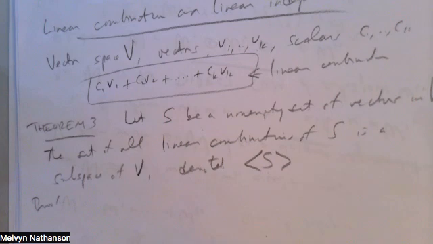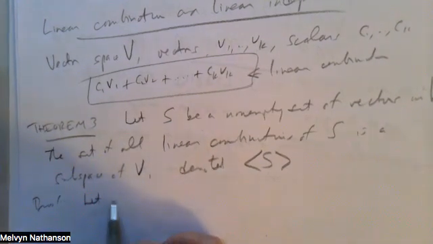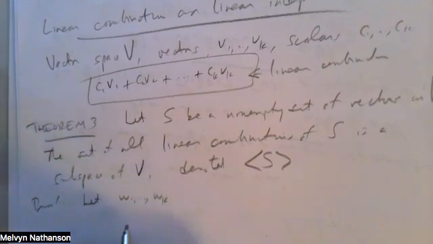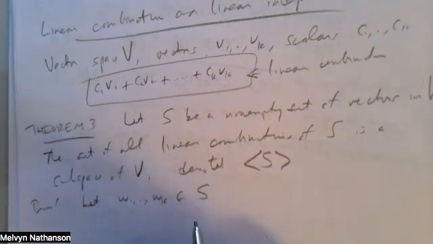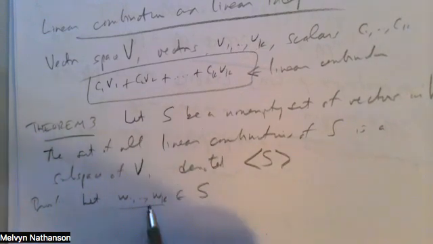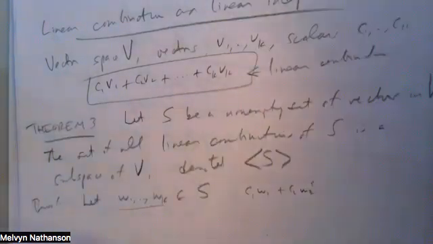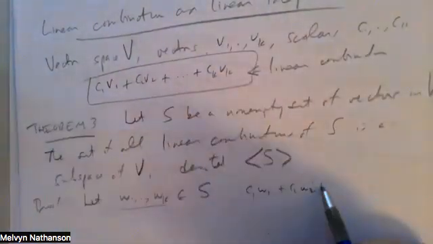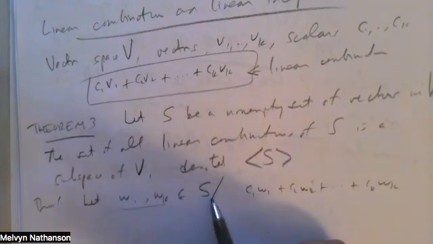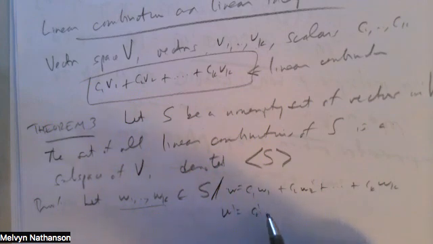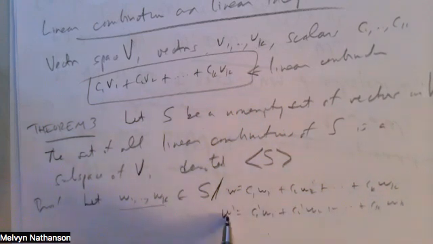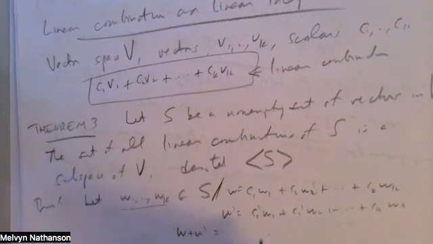So, proof. Linear combinations are linear combinations of finite sets. So let W1 up to Wk be in S. And suppose I take two linear combinations of these vectors, W equals C1W1 plus C2W2 up to CkWk, and W prime equals C1 prime W1 plus C2 prime W2 up to Ck prime Wk. What happens if I add W plus W prime?